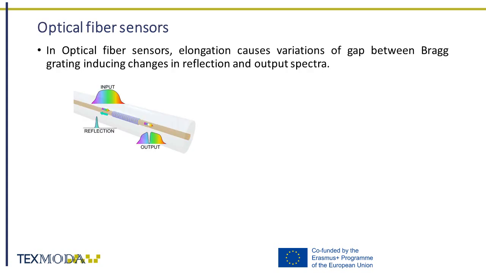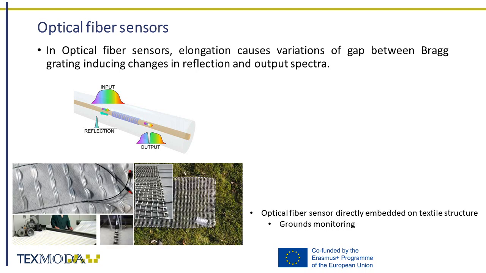Last possibility to evaluate the elongation is to use optical fiber sensors. In optical fiber sensors, elongation causes variation of gap between bright gathering, inducing the change in reflection and output spectra as is visible on the picture. The main advantage of optical fiber is that it can be directly embedded in or on textile structure. Here is an example of textile structure for ground monitoring.